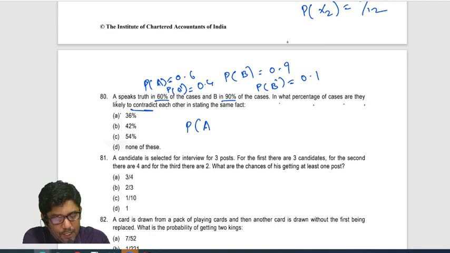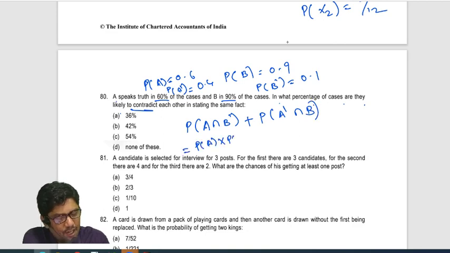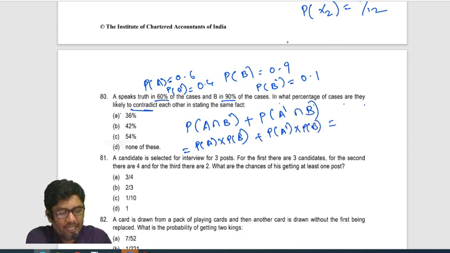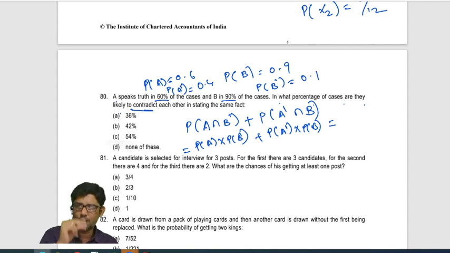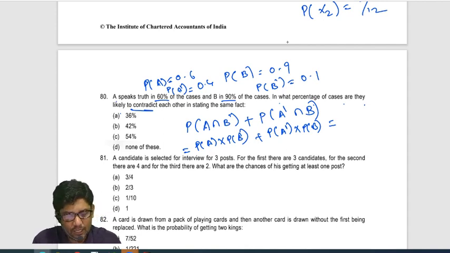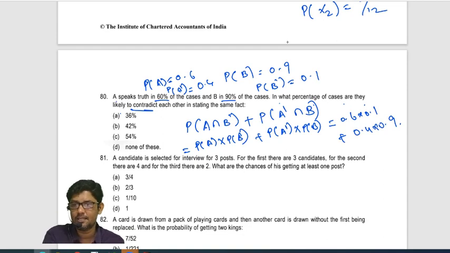So here contradict, what is meant by that? If A speaks truth, B does not, or if A does not speak truth, B speaks, which is nothing but P of A into P of B dash. For me this is a waste of time, writing these things. Without writing these things, orally we should get the answer. Now tell me, P of A 0.6 into 0.1 plus 0.4 into 0.9. Tell me what exactly the answer is.